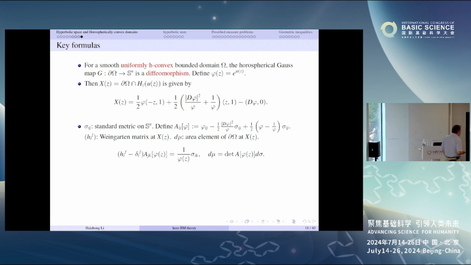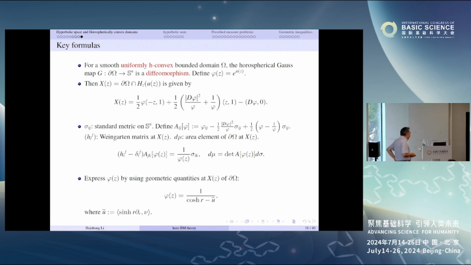Also, we have some relation of A ij with the second fundamental form of the hypersurface. So h ij minus delta ij times A jk phi z equals 1 over phi z sigma k. Sigma k is the canonical metric on the Euclidean sphere. d mu, the area element of the hypersurface boundary of omega, is equal to the determinant of A phi z d sigma. d sigma is the measure on the Euclidean sphere. So we can also write down phi z.